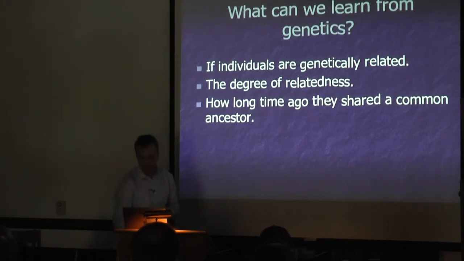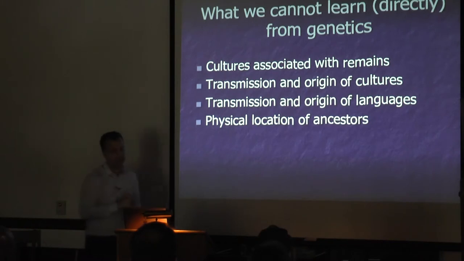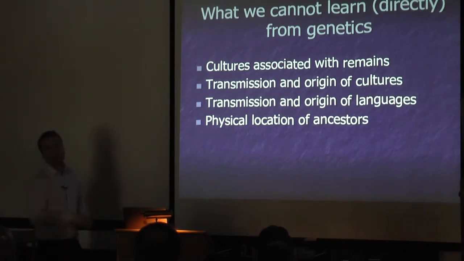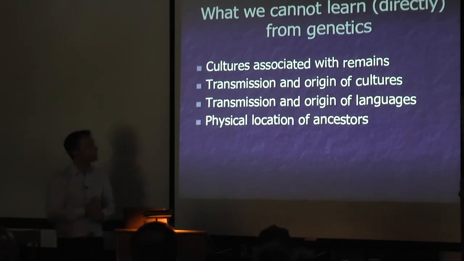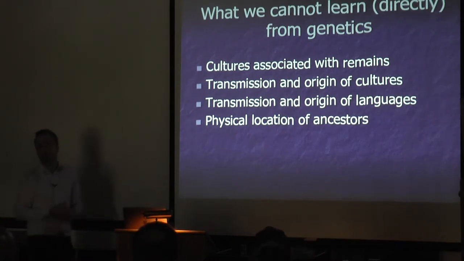Okay, so what we've not learned, at least directly from genetics, is what are the cultures associated with the remains we're looking at, of course. Transmission and origin of cultures. The genetics in itself doesn't say anything about that. Transmission and origin of languages. And also the physical location of ancestors. So I think some of the first ones should be pretty obvious.